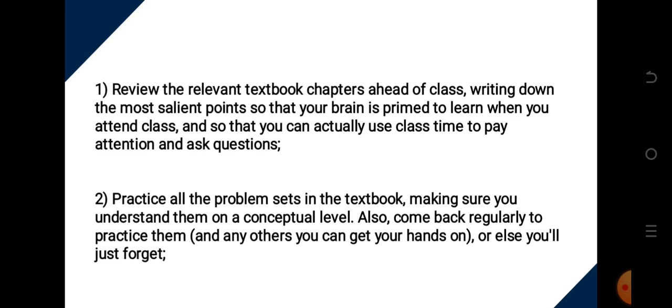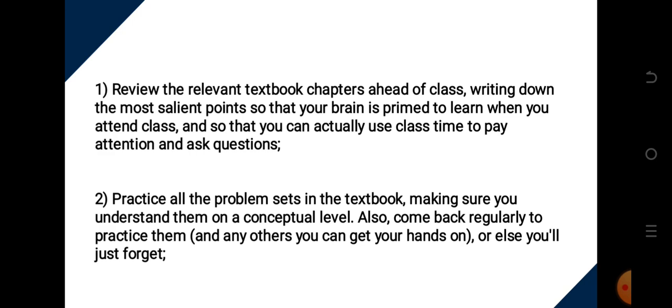Write down the most salient points so that your brain is primed to learn when you attend class, and so that you can actually use the class time to pay attention and ask questions. That is why teachers will always give students the scheme of work for the term. The purpose of the scheme of work is for the students to work with it so that they can read ahead of class. So that when they get to class, they will have prepared their mind to listen, and then they will be able to ask questions in the class.